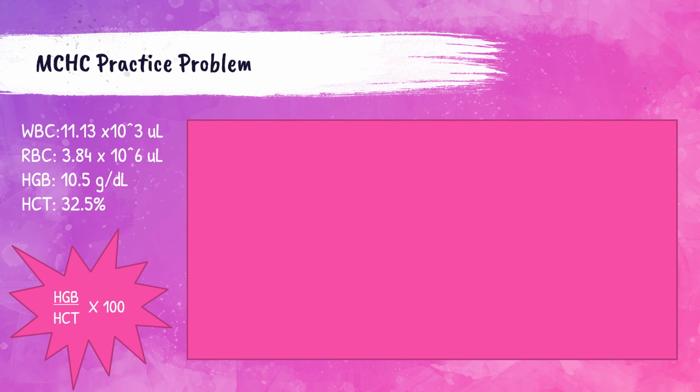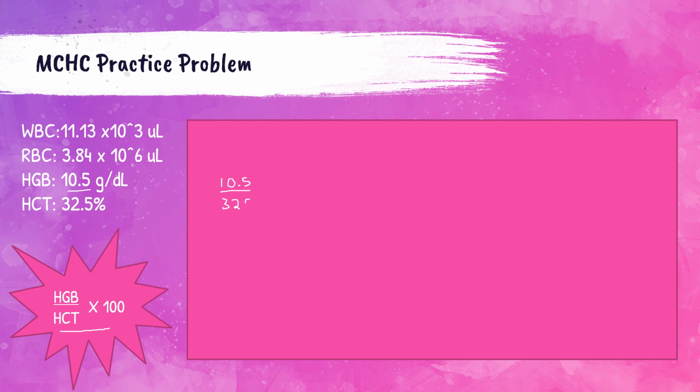Okay, so let's do an MCHC practice problem. And again, this is our same patient that we've been using for the MCV and the MCH. So we're going to take hemoglobin divided by hematocrit, and we're going to multiply that by 100. So this patient's hemoglobin is 10.5, so let's just plug and chug into this formula. I love when math is easy. These formulas I can do. I'm not a math person, but I like doing these calculations because they're pretty simple. All right, so hemoglobin divided by the patient's hematocrit. So we're going to take 32.5.